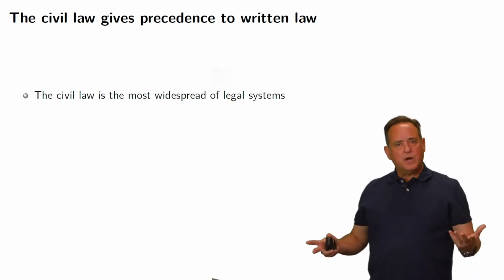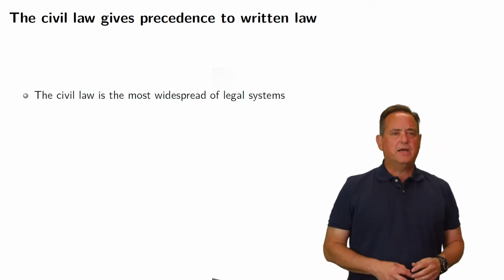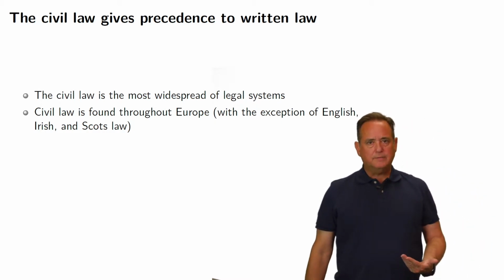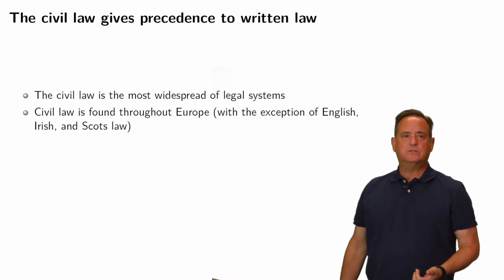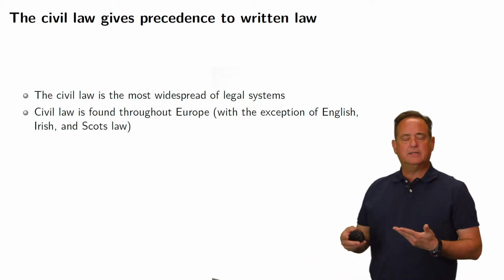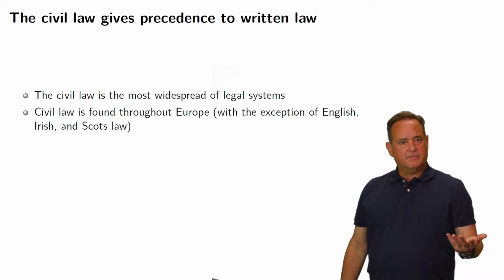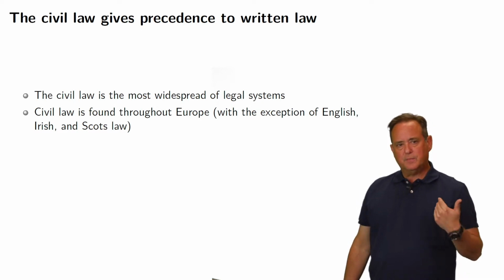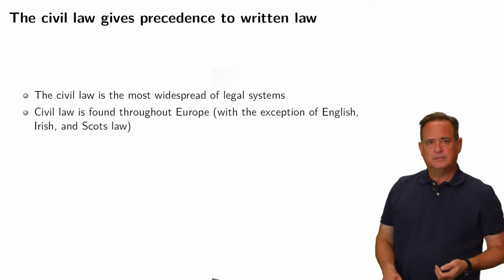Now, as I said, the civil law gives precedence to written law, law that comes from a legislature. The civil law, the most widespread of legal systems, all the new countries that have been created since World War I have almost universally adopted the civil code as their dominant legal system. The civil law is found throughout Europe, with the exception of England and Ireland and Scotland. In those countries, they follow the common law, but throughout the rest of Europe, they follow the civil law. And in fact, with the exit of the United Kingdom from the EU, that will leave only one country in the EU that still follows a common law tradition, and that's Ireland.